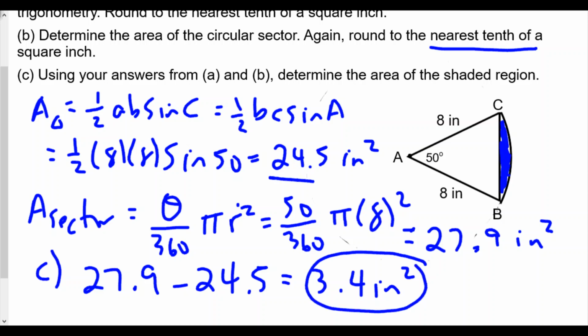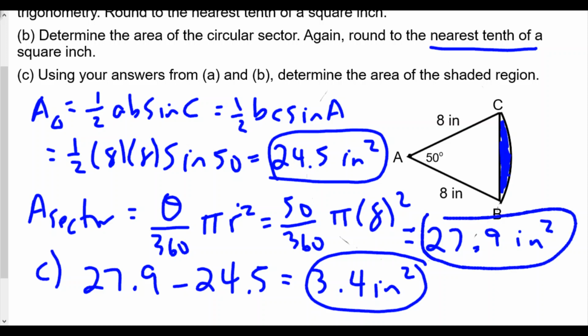So the answer to part A was 24.5 inches squared. That was the area of the triangle. The area of the sector was 27.9 inches squared. And the area of the circular segment, this little shaded area, is going to be the difference, which is 3.4 inches squared. Okay, ladies and gentlemen, so again, it seems like a lot of these can be solved by using shaded region problems, but we have to be able to figure out how to find our different areas. And as long as you do it piece by piece, hopefully it'll be helpful.